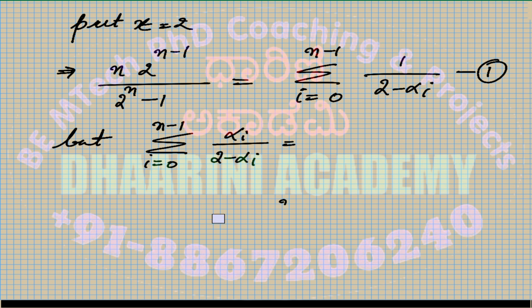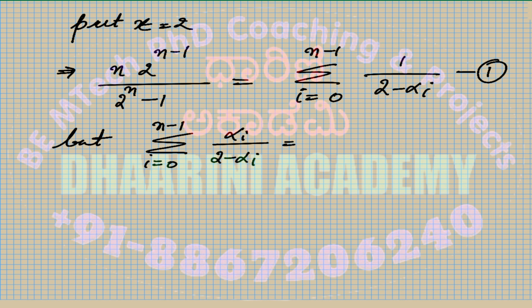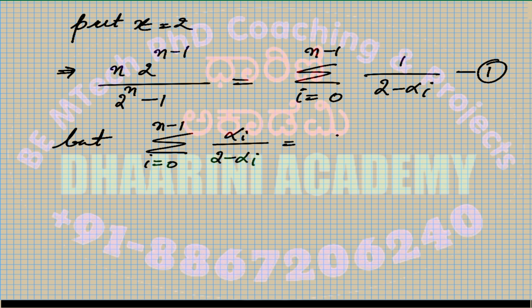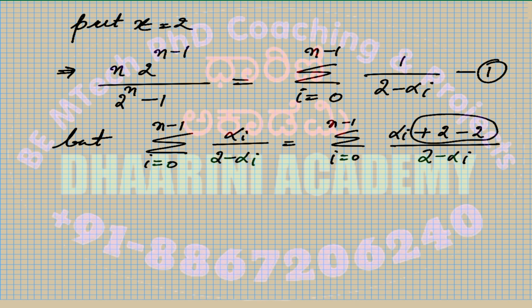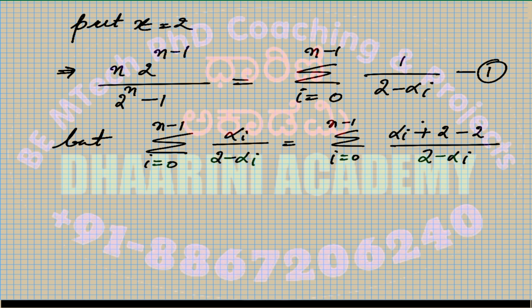ನನಗೆ ಈ ಟರ್ಮನ್ನು ನಾನು ತಗೊಂಡ್ಬರ್ಬೇಕು. So what I will do now, I'll write this as summation i equals 0 to n minus 1, alpha i add 2 and i subtract 2, whole divided by 2 minus alpha i. You see, you added 2 and you subtracted 2, so it makes no difference to the actual term. ನಾನು ಎರಡನ್ನು ಆ್ಯಡ್ ಮಾಡಿ ಎರಡನ್ನು ತೆಗೆದ್ರೆ no change, right? You are ultimately doing no change with the function. Okay, so I did like this.